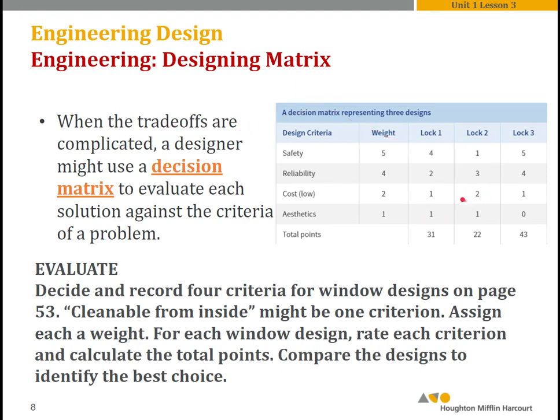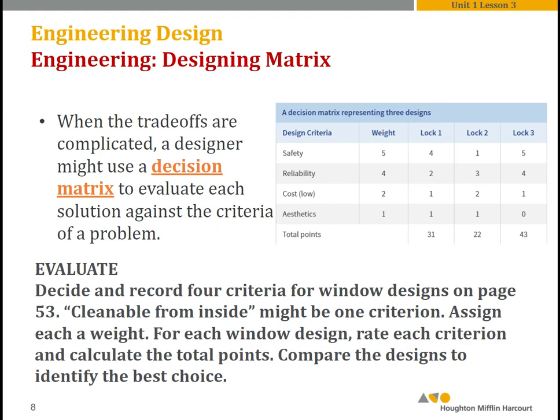Now, what the team did here is they took the weight, multiplied it by the score, and then added those products up. So lock 1 was 5 times 4, 20, plus 4 times 2, 28, plus 2 times 1, 30, plus 1 times 1, 31. That's why it got a total score of 31, because safety is so much more important. Safety and reliability are really the important things when looking at a lock.